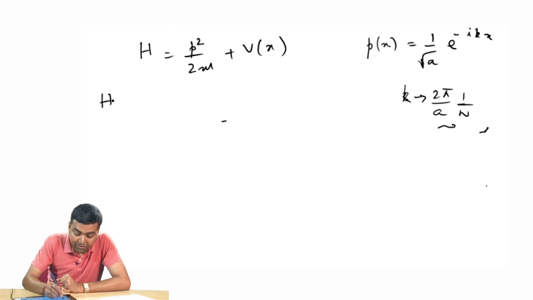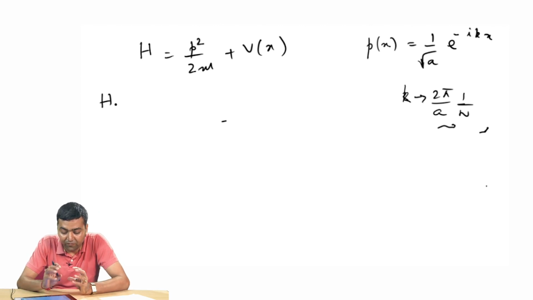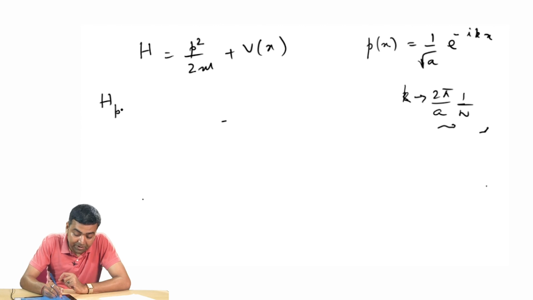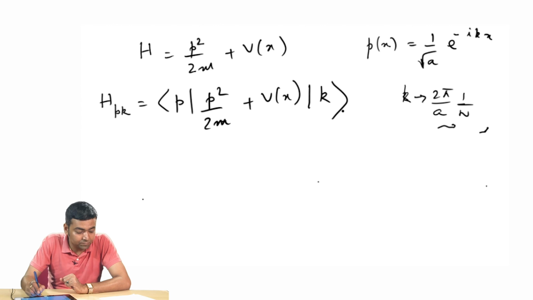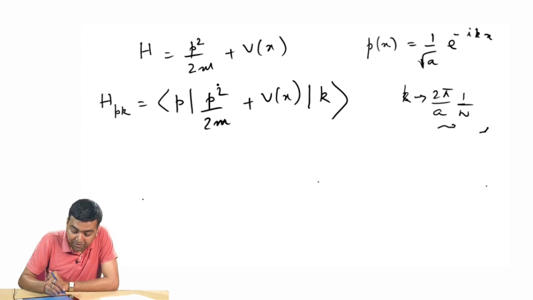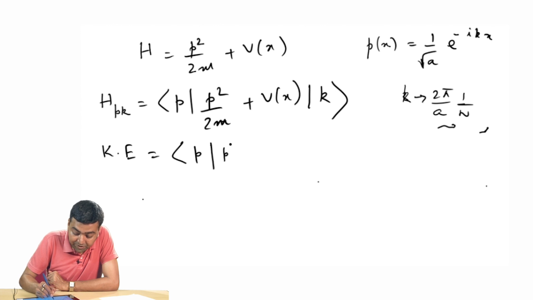So, basically what we will do is find the matrix elements H p k using this basis function. What that amounts to is we have to find these integrals. The first term here is the kinetic energy. So, let us find the matrix elements for the kinetic energy term, that will be p square by twice m.